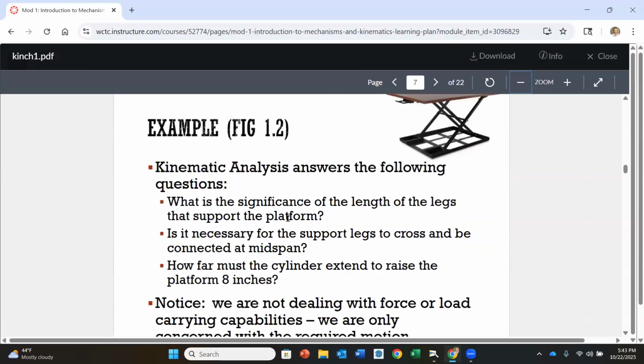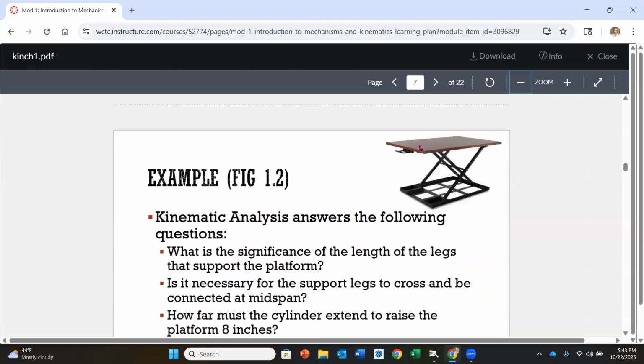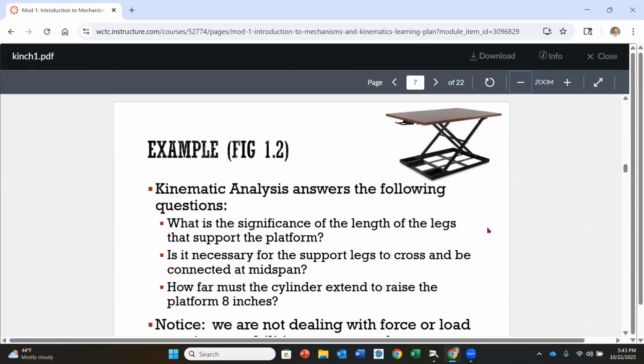Now, for an example, this is figure 1-2. You're going to notice that is going to be on the top of page 2 in your book, and it's figure 1.2. And kinematic analysis, if we look at this platform that we see here, I think it's called an adjustable height platform. Some of the questions that kinematic analysis would answer would be, for instance, what is the significance of the length of the legs that support that platform?